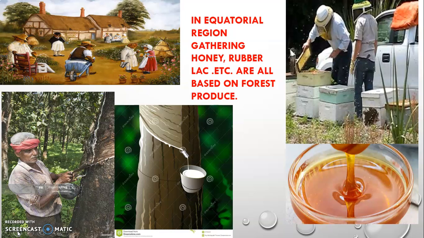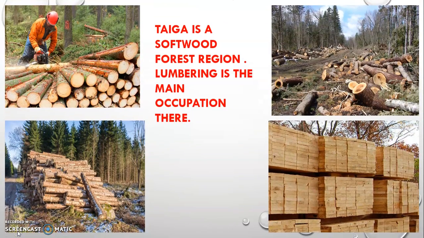Then there is gathering of fruits, orchards, flowers and fruits from the orchard. That is also one important occupation of the people living in the equatorial region. The next important region is the taiga region, along with the tundra. Tundra region is near the poles. Below the polar region, from 55 to 65 degree north parallel, you have the taiga region.